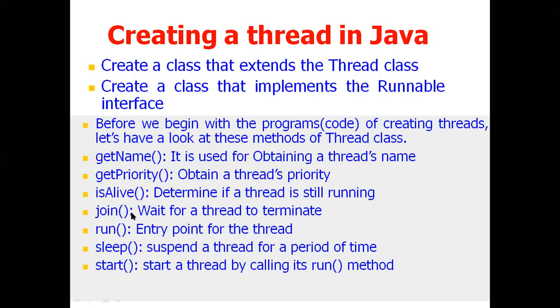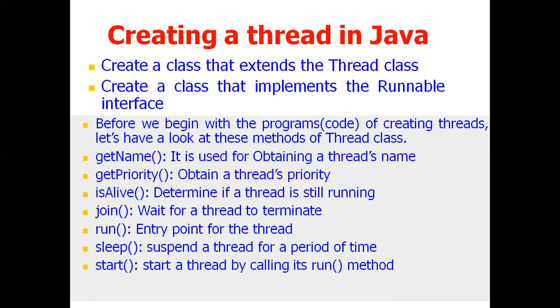And next is the join method. It waits for a thread to terminate. Next, the run method. Here it's the entry point for a thread. It is from runnable, so it is still in the waiting state. To go from waiting to running state, or runnable to running state, it needs the run method.